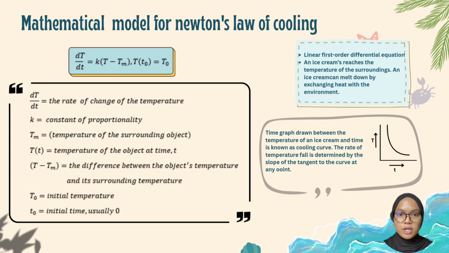The temperature of many objects can be modeled using a linear first order differential equation, like in this case, when an ice cream is left outside from the freezer, it will gradually melt. The graph between the temperature over time of an ice cream is known as cooling curve. The rate of temperature is determined by the slope of tangent to the curve at any point.